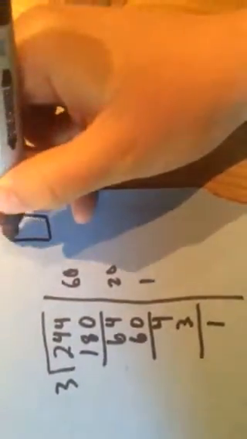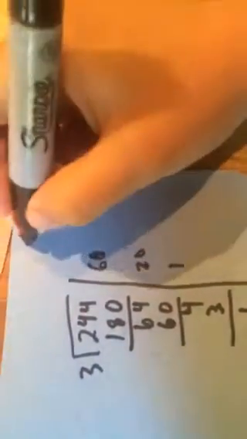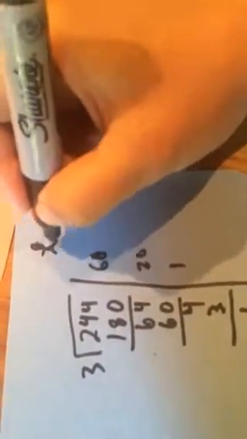So let's say we give each person 60. That means we used 180, and there are 64 left. Then I can give each person the 20, which means I've used 60, and there are 4 left. I'm going to give each person 1, use 3, and there is 1 left. So now I have to think, there's 1 of whatever we're talking about, chocolate bars. This is 1 chocolate bar. Now there are 3 people splitting this chocolate bar.